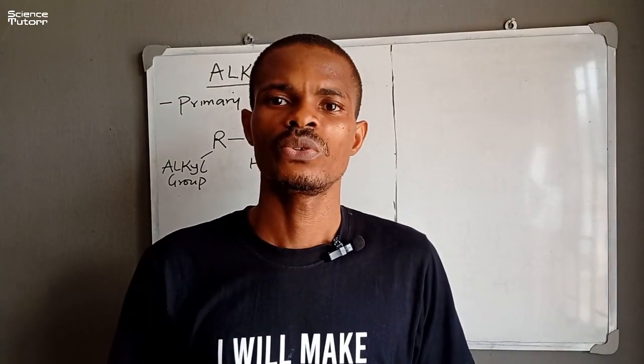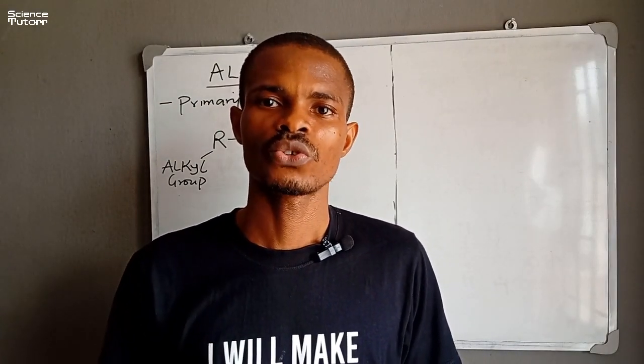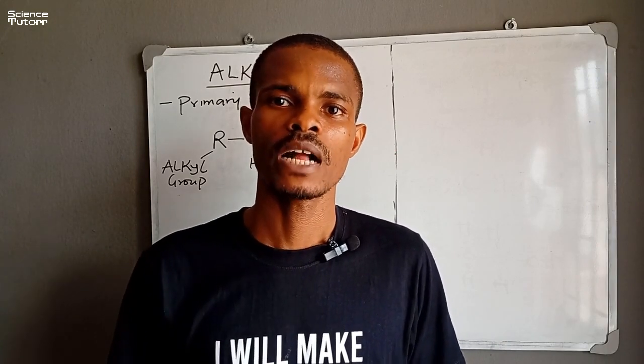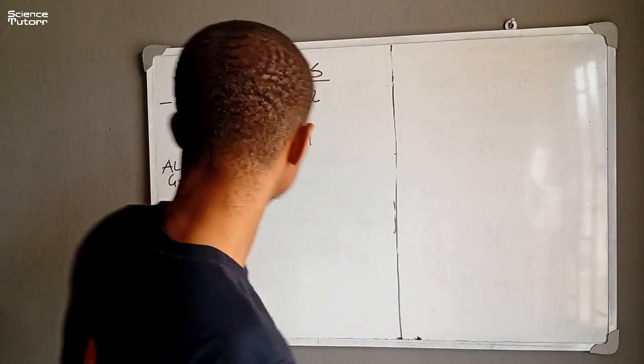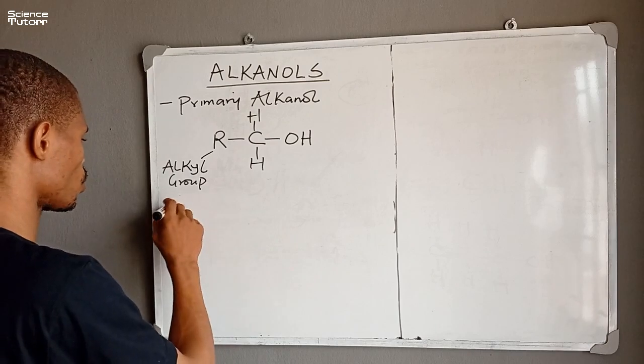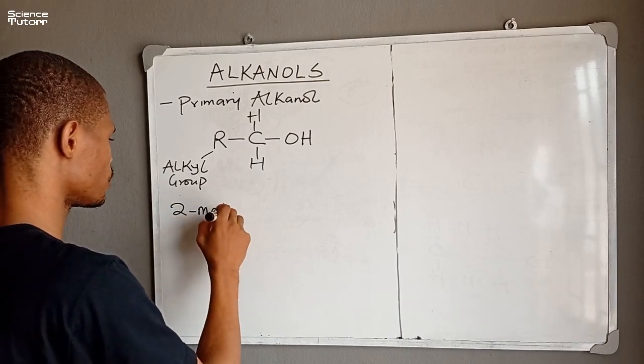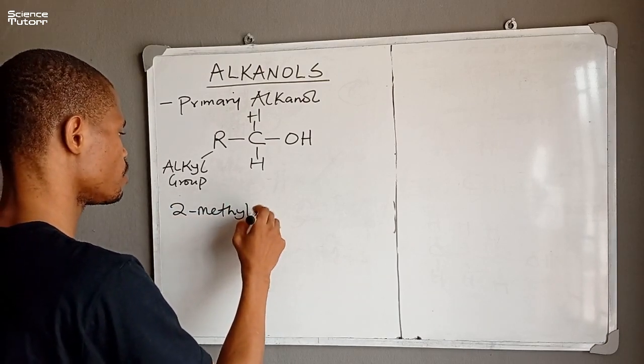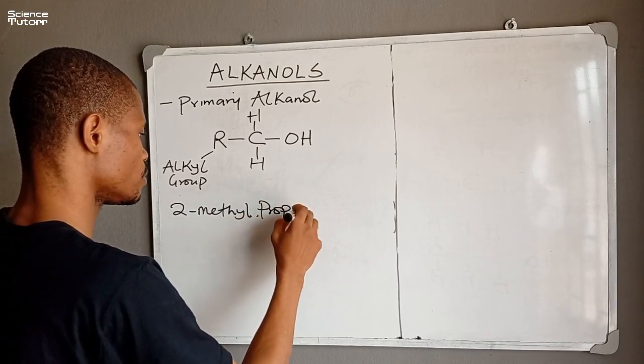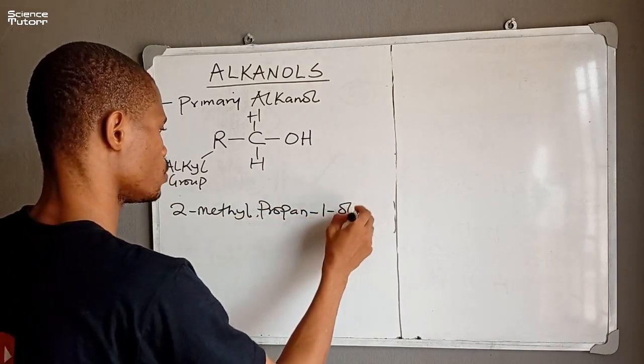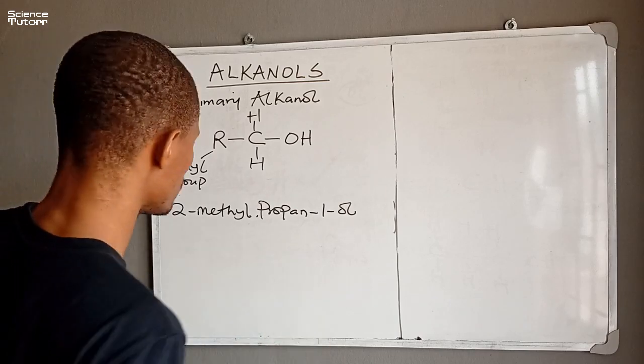Welcome to Science Tutor. Let's draw structures of a primary alkanol. An example is the structure 2-methylpropan-1-ol.